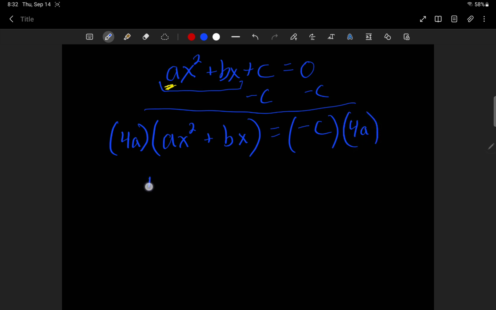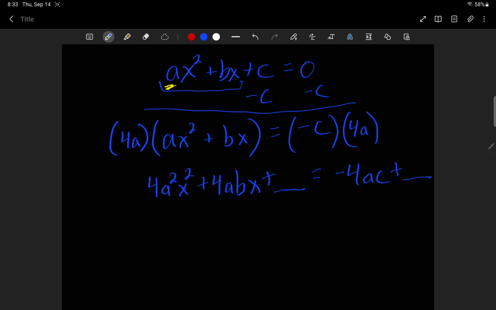This is going to give me 4a squared x squared, a perfect square, that's nice, plus 4ab x, and I'm going to leave a space because we're going to need to figure out what's going to go there. And over on this side, I end up with minus 4ac plus something, whatever I add to the left side, I have to add to the right side.